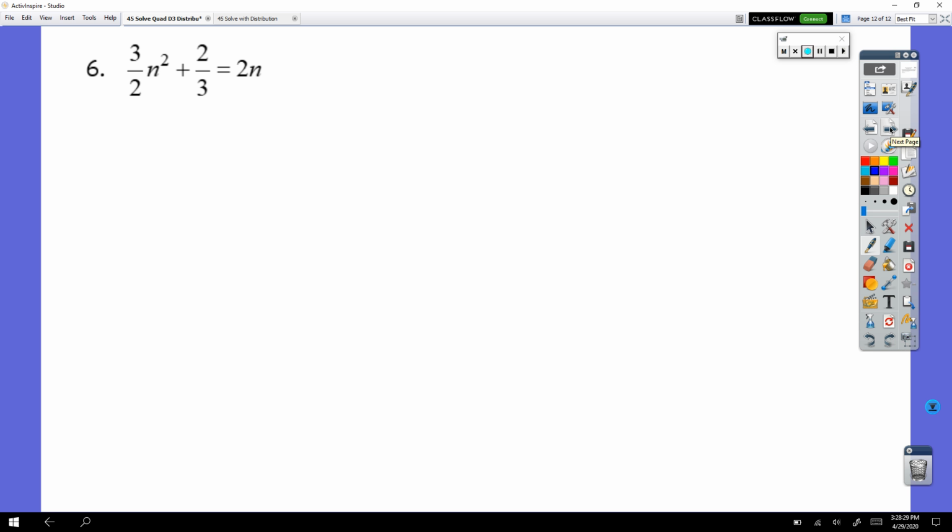So in problem 6, my denominators are 2 and 3. Okay, so here's my 2 denominator and my 3 denominator. So I have to think about what's my least common denominator. So I'm going to think about the smallest number that can get divided by 2. So 6 can get divided by 2, and 6 can also get divided by 3. So my LCD in this problem is a 6.